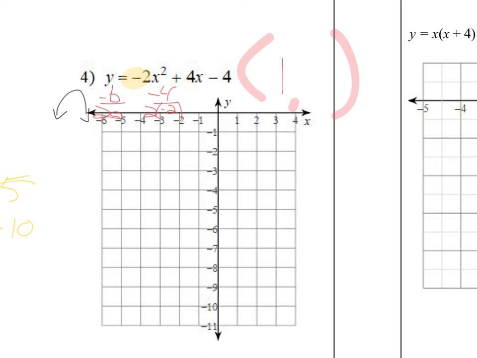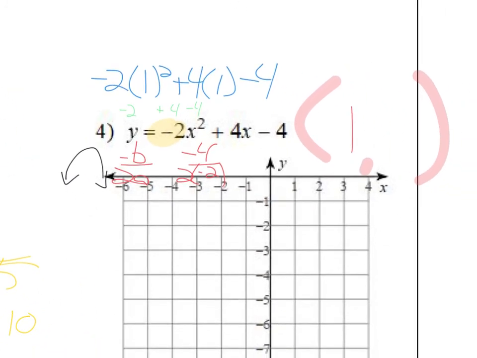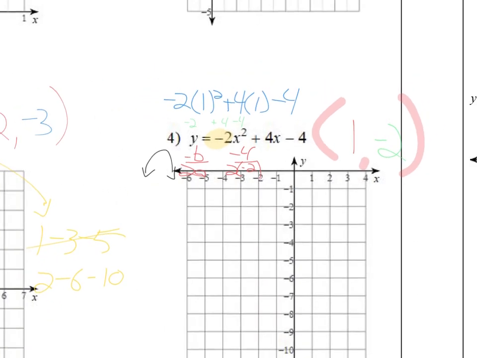So now let's get our y value. Negative 2 times 1 squared plus 4 times 1 minus 4. Let's see, 1 squared is 1 times negative 2 is negative 2. 4 times 1 is 4, minus 4. So we've got negative 2 plus 4 is 2, minus 4 is back to negative 2. So 1 comma negative 2. All right, so 1 comma negative 2 is going to be our vertex.